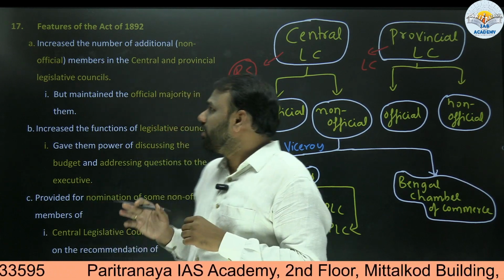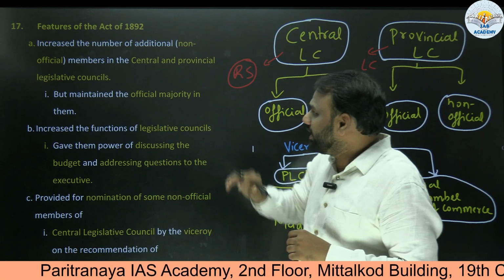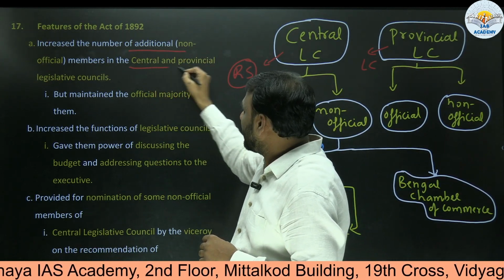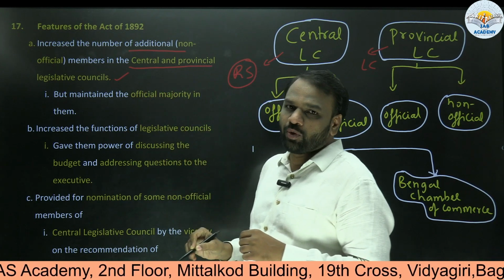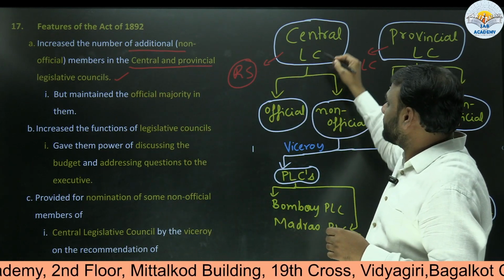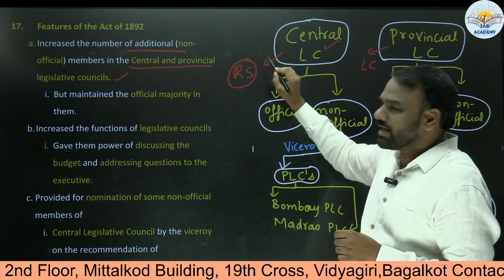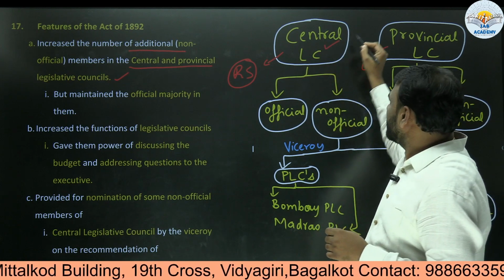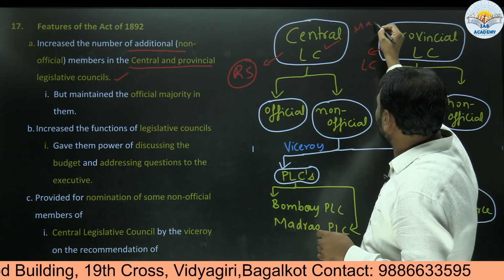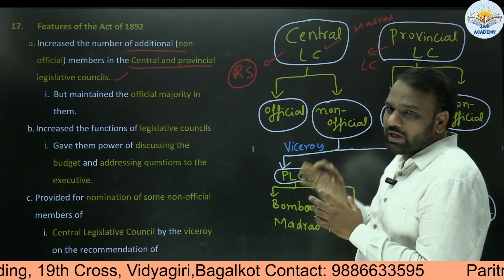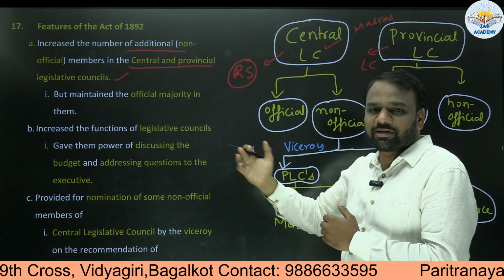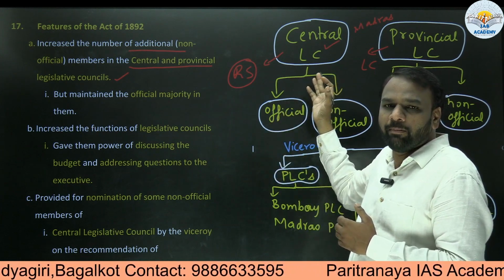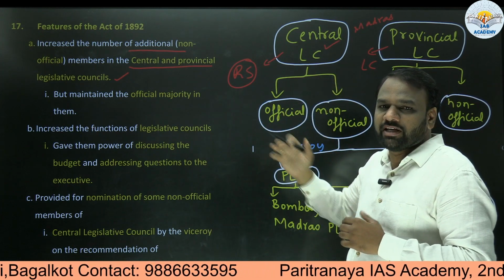Based upon this, we shall understand that the Act of 1892 increased the number of additional members in the central and provincial legislative councils. What does it mean? It means it increased the members in the central legislative council, that is in Rajya Sabha, and also it increased the number of members in the provincial legislative council. In our example, let us assume it is Madras. So in the Madras Legislative Council also, the number of members increased. In the Central Legislative Council also, the number of members increased. Similarly, in the Bombay Legislative Council also, the number of members increased.